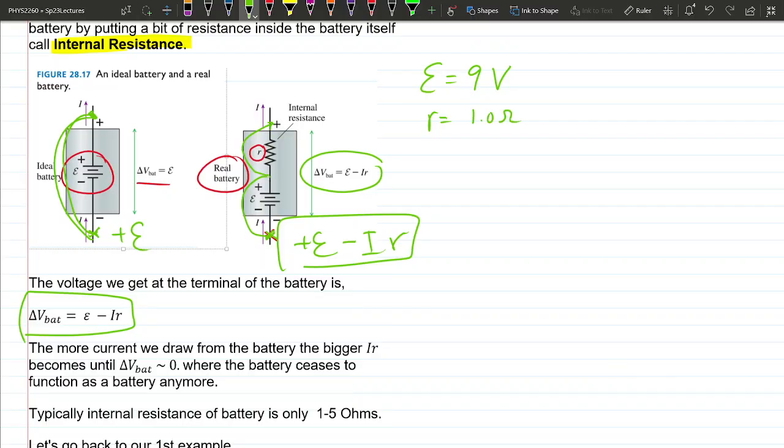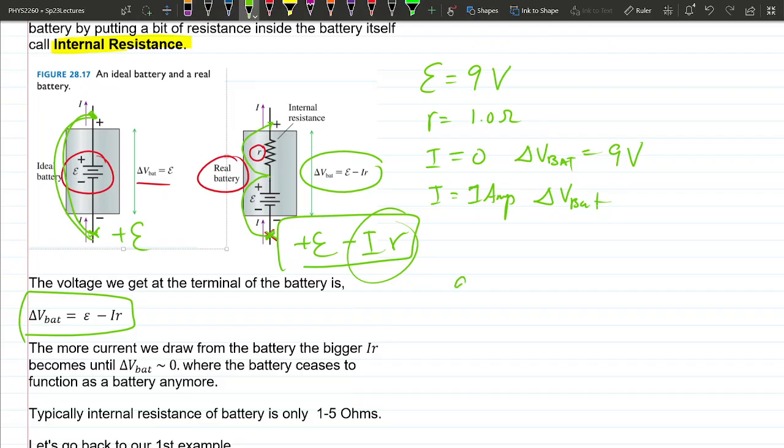If I draw 0 amount of current out of it, the delta V across that battery, what is that going to be, do you guys think? 9 volts, right? Because we draw no current, then this term doesn't affect anything. Let's say we draw 1 amp of current out of it. What's going to be the change in voltage across the battery now?